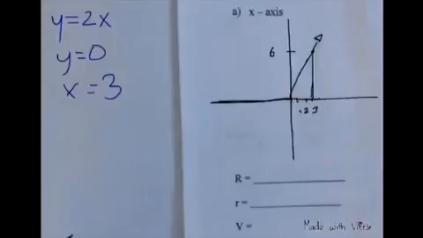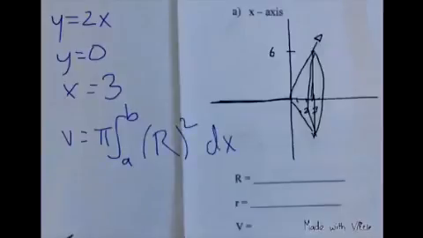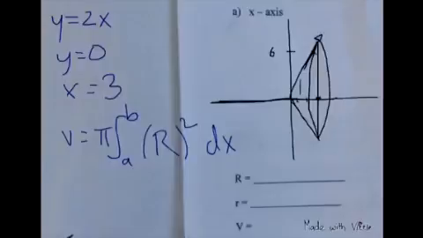x, y equals 0, and x equals 3, rotated around the x-axis. First, we have to rotate the region around the x-axis, like so. This problem uses the disk method. The disk formula is volume equals pi times the integral from b to a, big R squared dx. So big R is the radius of the figure as it is changing.